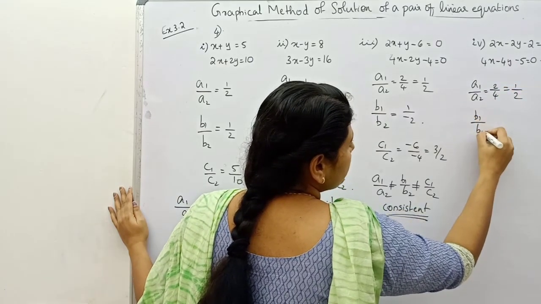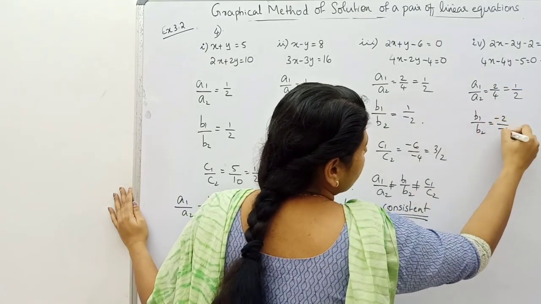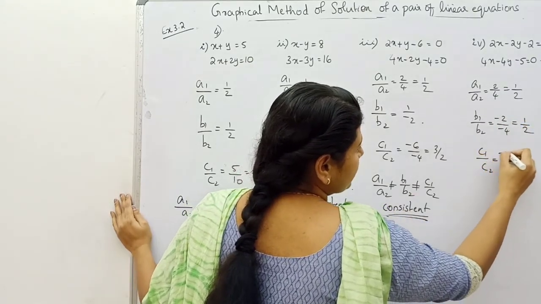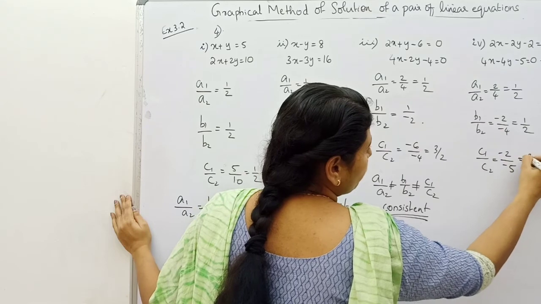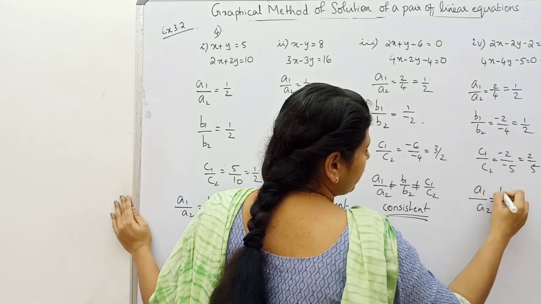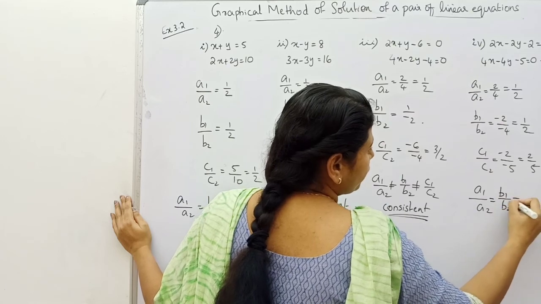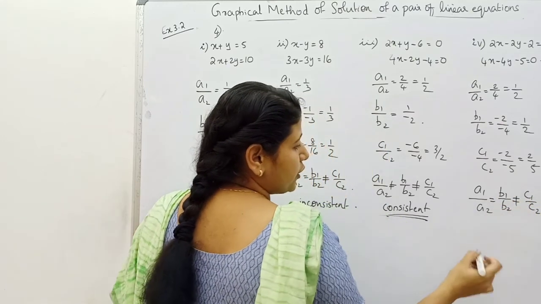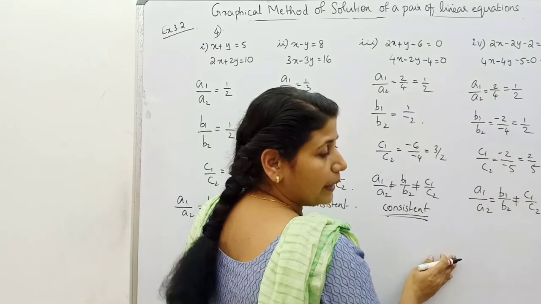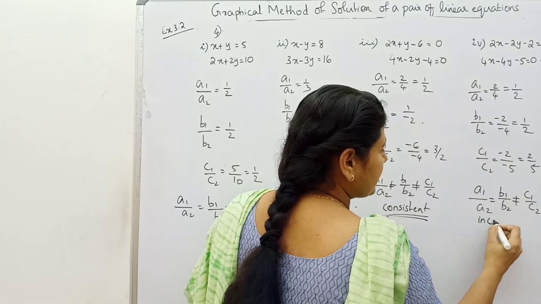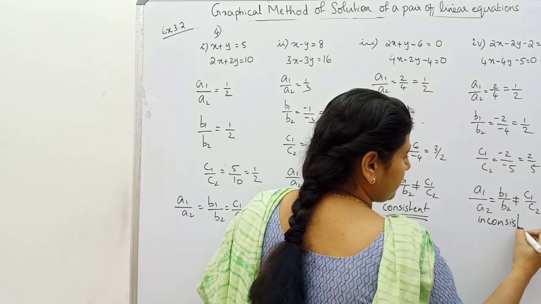The last one, A1 by A2 is 2 by 4, which is 1 by 2. B1 by B2 is negative 2 by negative 4, which is 1 by 2. C1 by C2 is negative 2 by negative 5, which is 2 by 5. Here also A1 by A2 equal to B1 by B2, not equal to C1 by C2. Isn't it? So we can write these lines are parallel. So it cannot have any solutions and this is inconsistent.